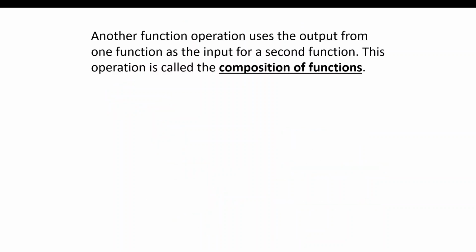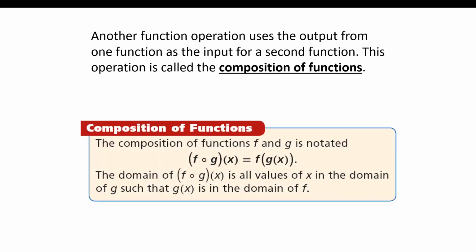Another function operation uses the output from one function as the input for a second function. This operation is called the composition of functions. The composition of functions f and g is notated like this: f circle g of x, okay? And it actually means take the function f of g of x. All right, so the domain of f composed with g is all the values of x in the domain of g, such that g of x is in the domain of f. So let's see what that really means. Not near as complicated as it sounds.